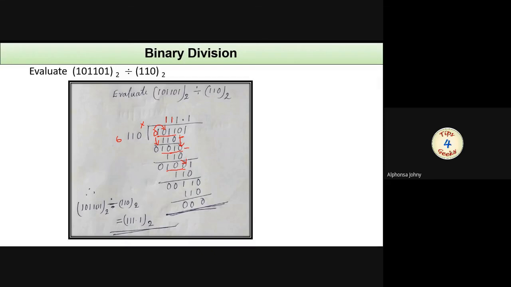Again, 1 0 0 means 4 only. 6 is not included in 4. Or we cannot divide 4 with 6. What we will do? We can copy the next bit to this position. So the number will come 1 0 0 1. So the answer is 9. 8 plus 0 plus 0 plus 1. So 9 can be divided with the 6. So in how many times? 1 times. So 1 1 0 into 1. The answer is 1 1 0.